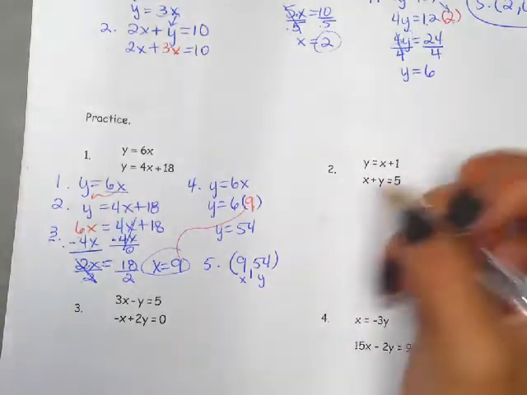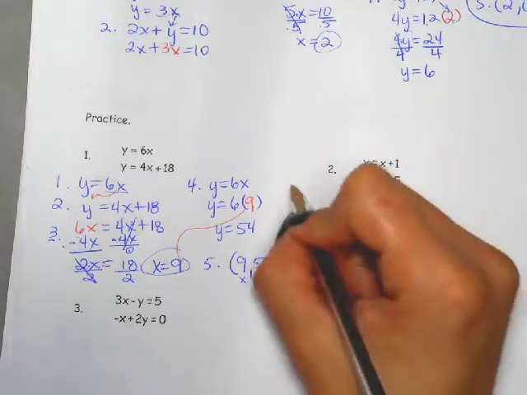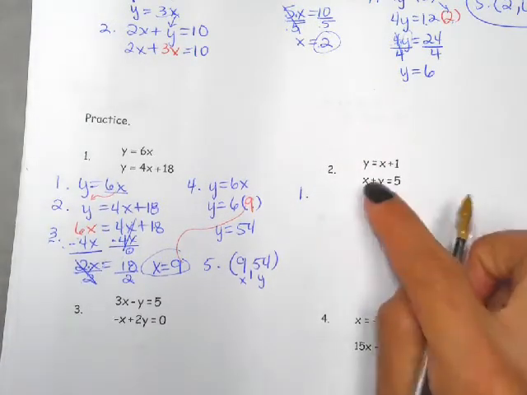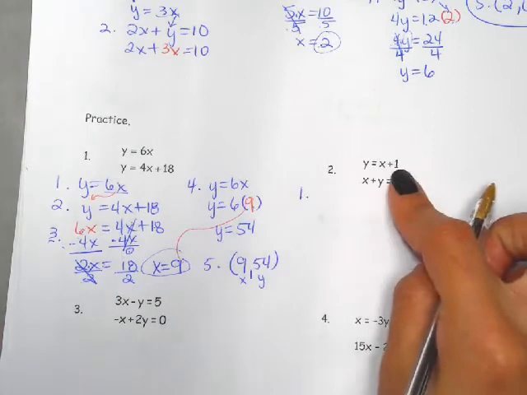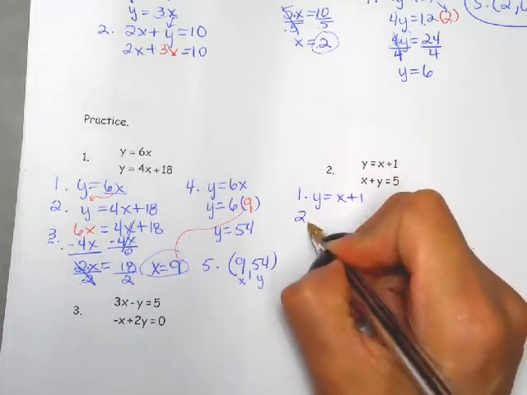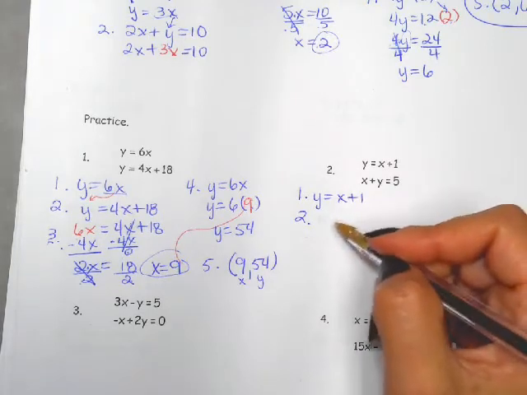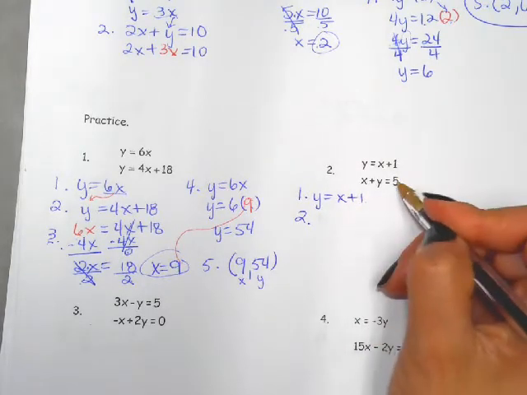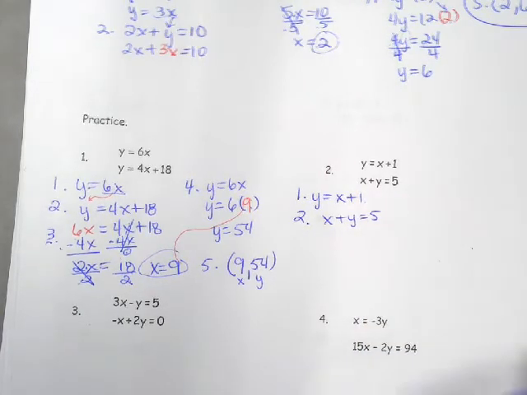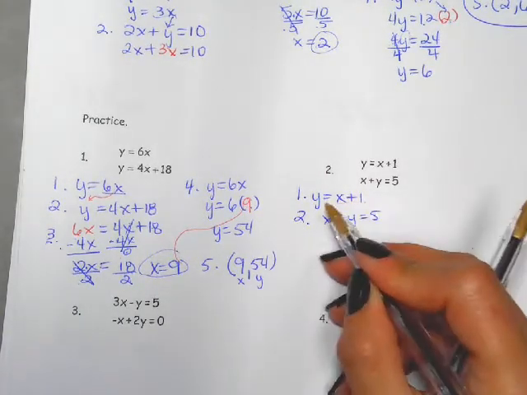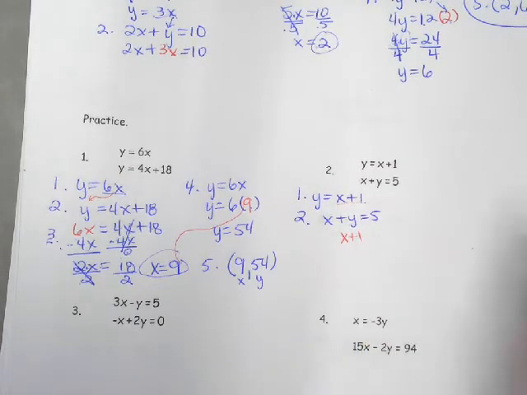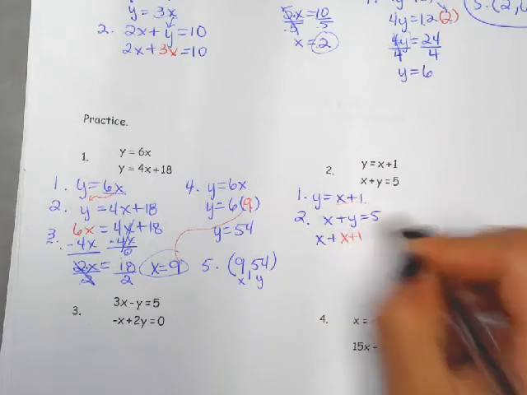Alright, second practice problem. Step 1, solve one equation for y. Well, there's one equation that's already set equal to y, so let's start with that one. Step 2, substitute your answer from answer 1 into a second equation. X plus y equals 5 is our second equation, and instead of putting y, we're going to put x plus 1 where y was.